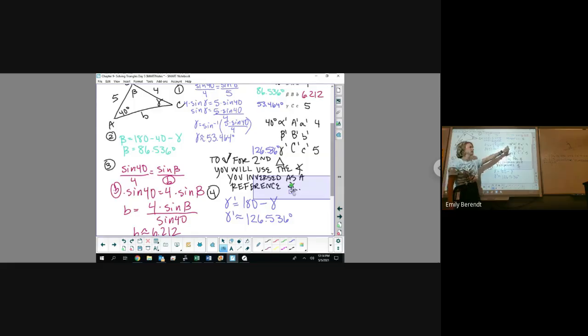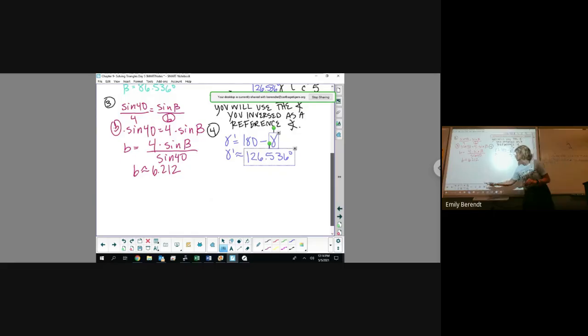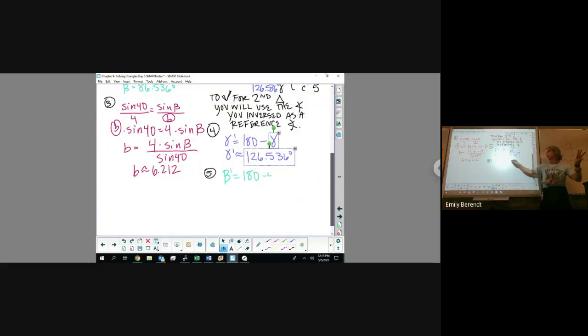So what's 126 plus 40? 166. So do you have room left over to have a third angle? Yes. So then if you have room left over to have a third angle, that means you have a second triangle. So we need to find the third angle, which is beta prime. So step 5 will be beta prime is equal to 180 because all 3 angles total 180 minus the 40 that was originally given minus gamma prime, the new gamma that you just stored as the 126.